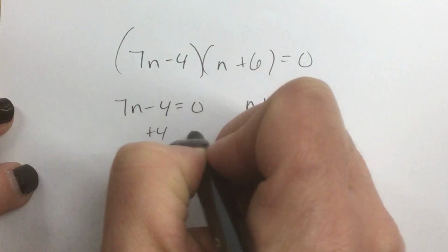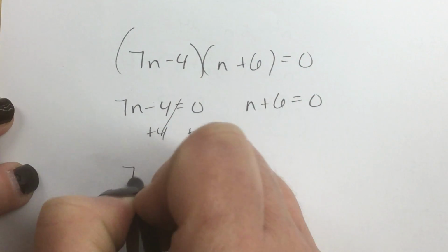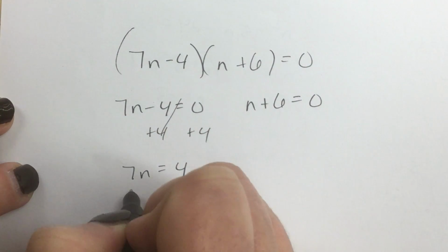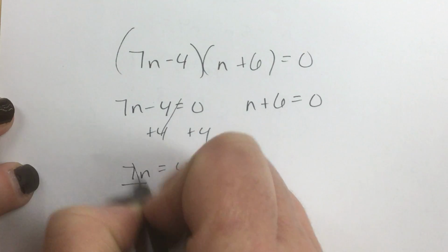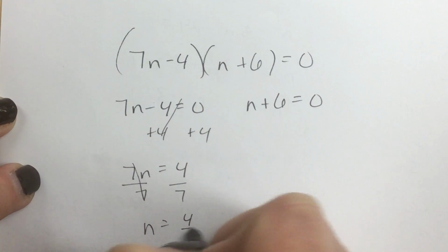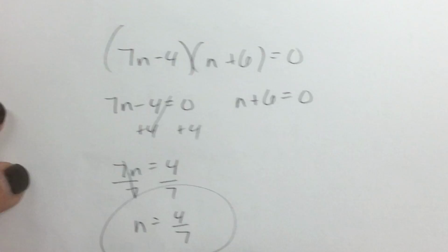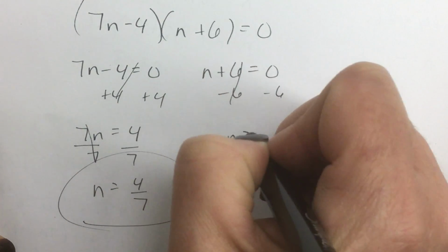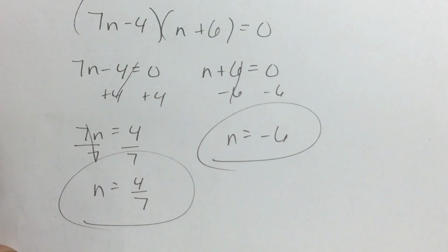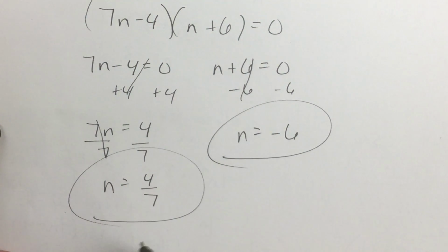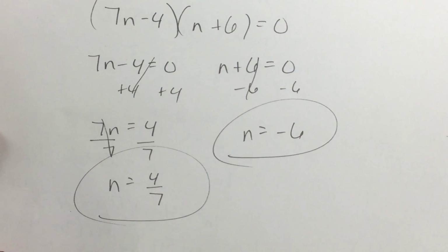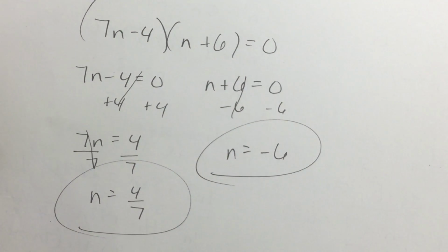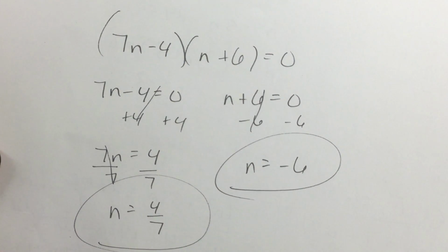So to solve this, you add 4 to both sides. So you have 7n equals 4, and then you divide both sides by 7. So n equals 4/7. That's one of your answers. Then your other answer is to solve that equation, and that gives you n equals negative 6. So negative 6 and positive 4/7 are your two answers to that equation. Hopefully that helps you with solving these quadratics.